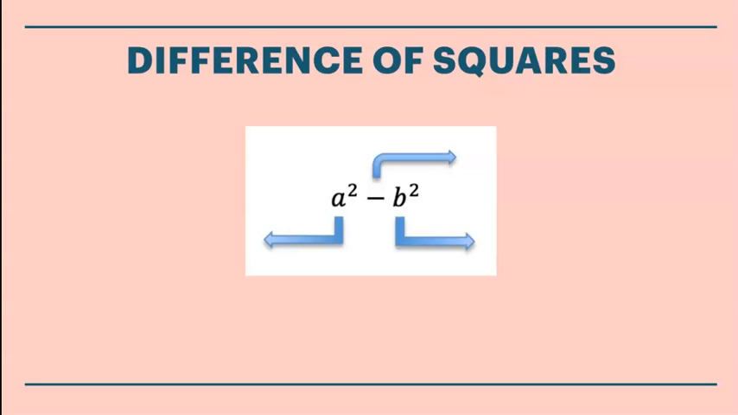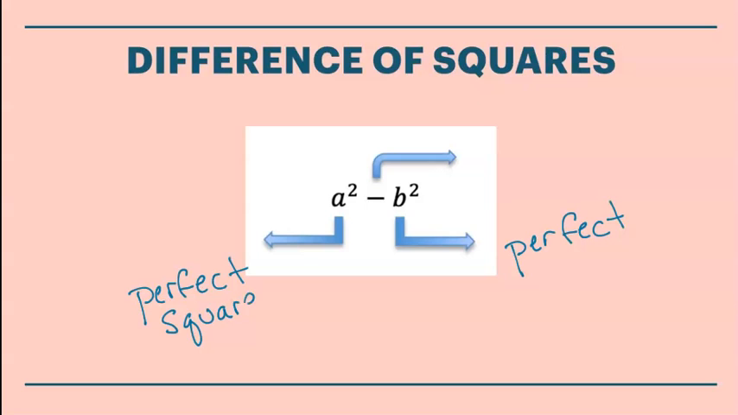Difference of squares is structured like this. This first term has to be a perfect square. And the second term has to be a perfect square. Let's write it: perfect square, perfect square. It only works if they are both perfect squares. And then the middle sign must be subtraction. That's the difference part. If you have an addition sign in the middle, then it is not going to follow this pattern, and this trick will not work. So this trick only works if you have the difference of squares, subtracting two perfect squares.